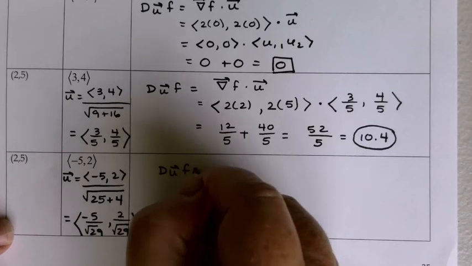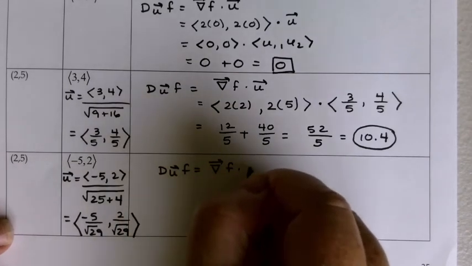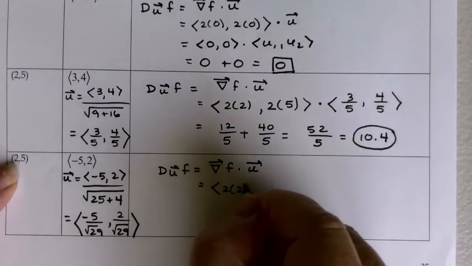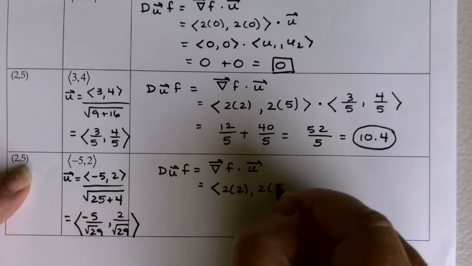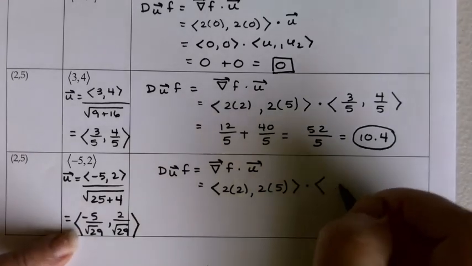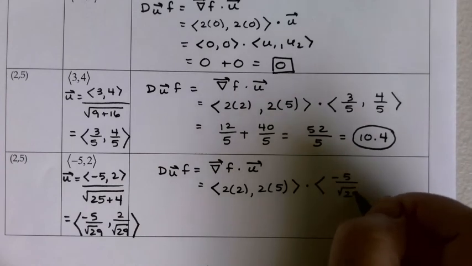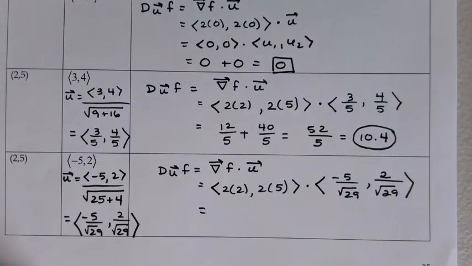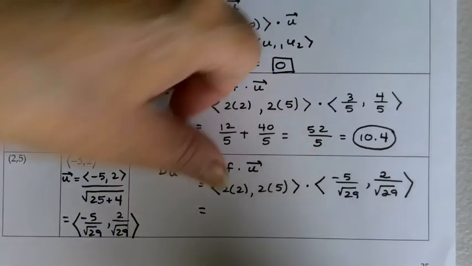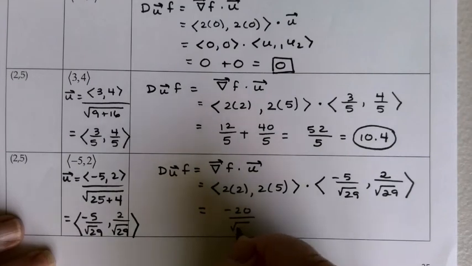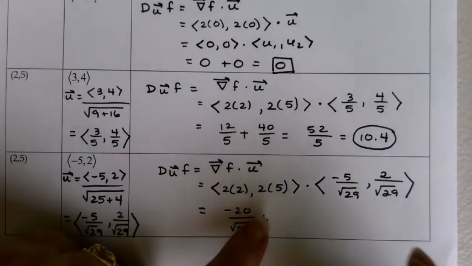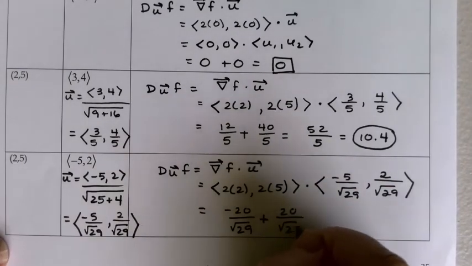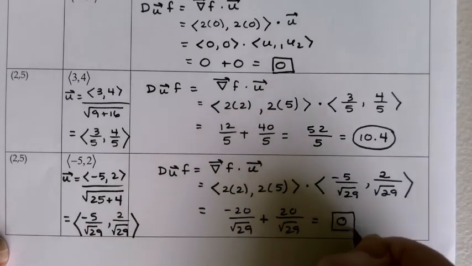So my directional derivative: gradient 2 times x would be 2 times 2. 2 times y is 2 times 5, dotted with the unit vector that we just found. And that's going to give me 4 times 5 would be negative 20 over the square root of 29. And here I'm going to get a positive 20 over the square root of 29. And so I get a directional derivative of 0.